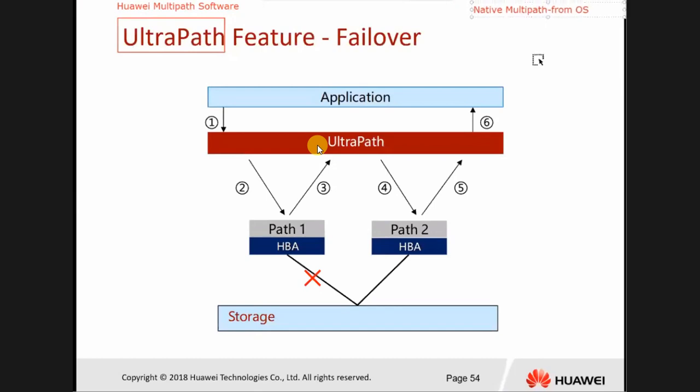Native multipath is basically from your operating system, or you can use Huawei multipath, which we call UltraPath. So it's the same thing. They do the same thing, just from a different vendor. Okay, so how does the multipath work?